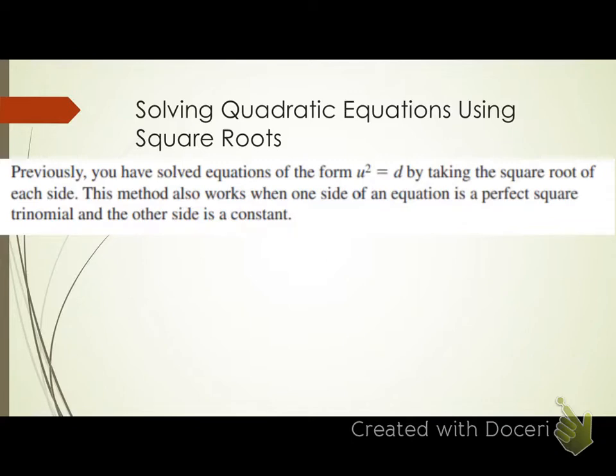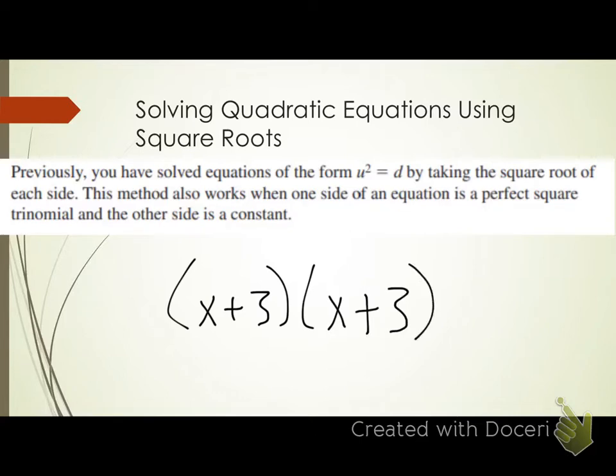So a perfect square trinomial is a trinomial that factors into two factors that are the same thing. So it would factor into that, where my factors are the same. What's another way I could write x plus 3 times x plus 3? X plus 3 squared. Very good. Does everyone understand that property? So that's what this is saying up here. This method also works when one side of an equation is a perfect square trinomial. If I FOILed this out, this would become a perfect square trinomial. And if I had the other side as a constant, I could take the square root of this and the other side, and that'll help me solve my equation.